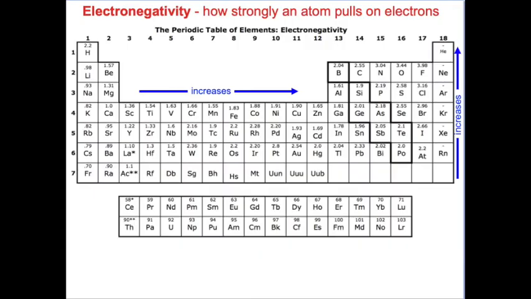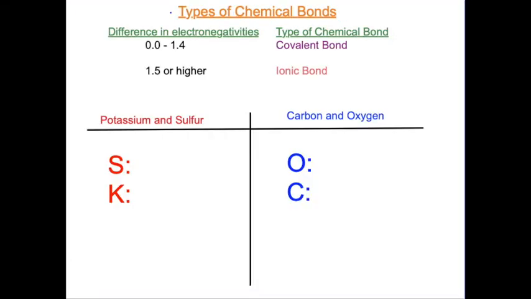We can determine which type of chemical bond will occur by finding the difference in electronegativities between the two bonding atoms. If the difference is around 1.5 or higher, then it is classified as an ionic bond. If the difference is about 1.4 or less, then it is a covalent bond.